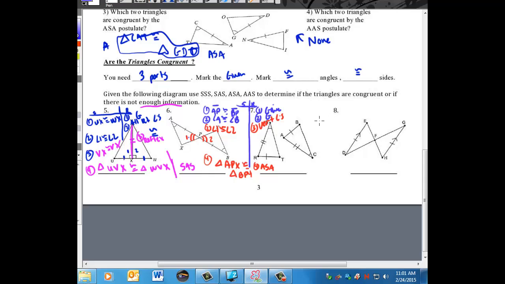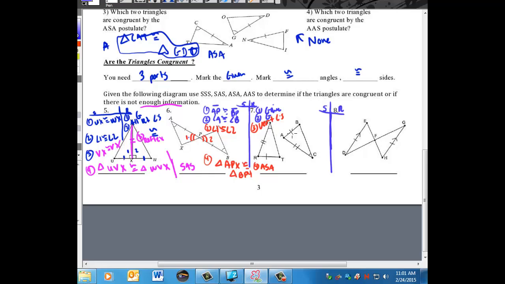Alright, next proof. Let's do our two columns. And actually for these two shapes, we don't have to do a proof, and here's why. I can look at what's given.